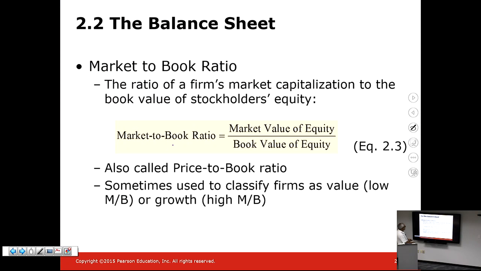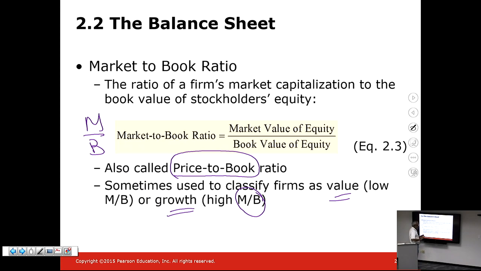So we have covered market capitalization. So the market to book ratio is market value divided by book value. Sometimes this market to book ratio is also called the price to book ratio. Sometimes it is simply classified as M over B. And we sometimes use this M over B ratio to indicate whether the company is value or growth.